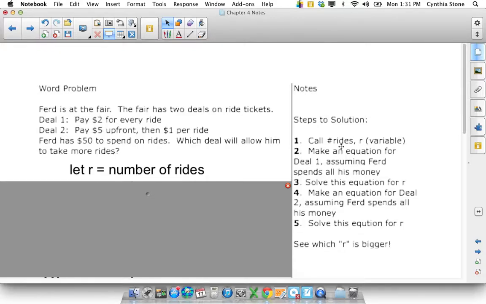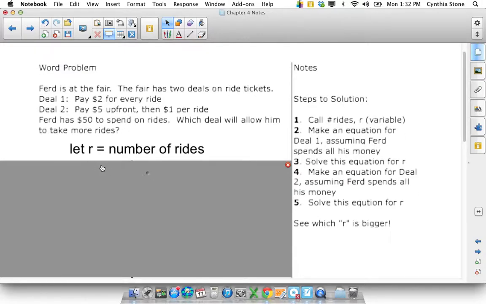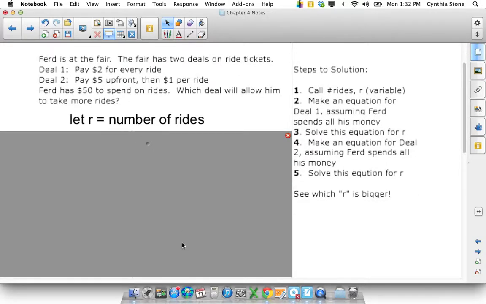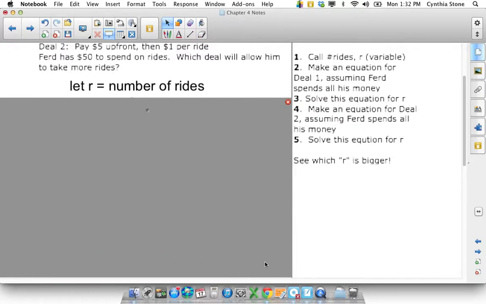And so, I wrote down the steps here for you. First thing is you say, okay, I'm going to declare R as the number of rides, and we're going to make an equation for deal 1, and we'll make an equation for deal 2. Then we'll solve each equation for R, and whichever equation gives us a bigger R, bigger number of rides, that's the deal he should take if his goal is to take the most rides.